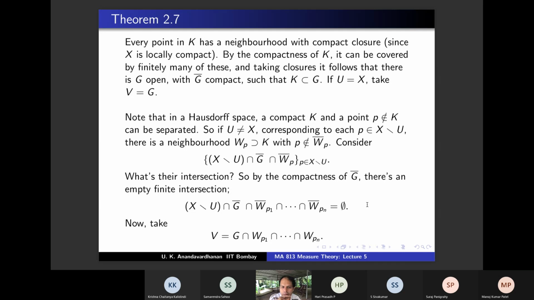Why is V bar compact? Because G bar is compact and V bar is contained in that set. Yes, so a closed subset of a compact set is compact, right? Yes.